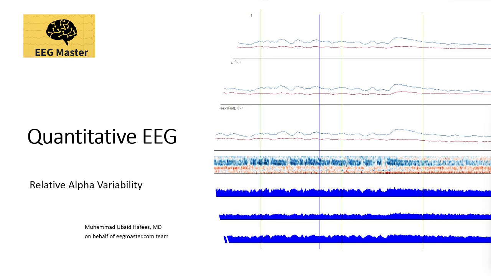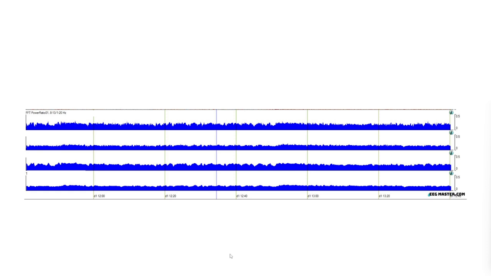In this short video, we will be discussing relative alpha variability, a trend typically used for detection and monitoring for ischemia. Relative alpha is the ratio of power in the alpha frequency band to the overall power. Relative alpha variability, as the name suggests, looks at the variability in this ratio over a period of time.